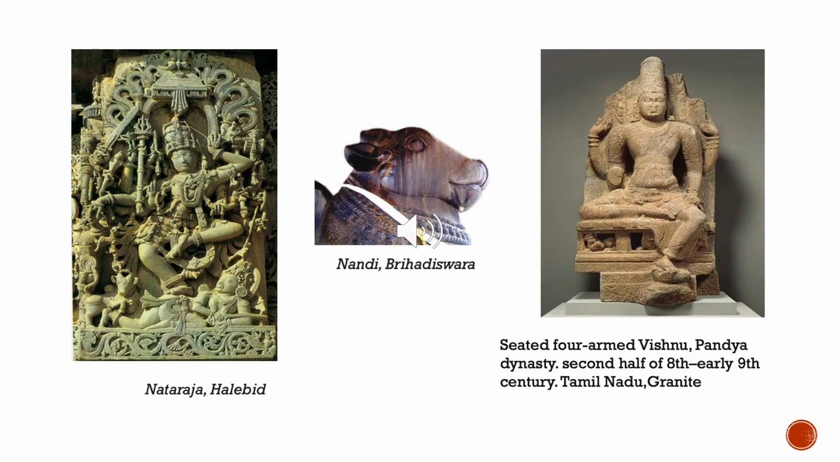Beautiful carvings are here at Halebid, from the Hoysala period in Karnataka. On the left side it is Nataraja, and in the middle there is Nandi in Brihadeshwara temple, Tanjavur, and on the right side is four-armed Vishnu in the Pandya dynasty made from granite.